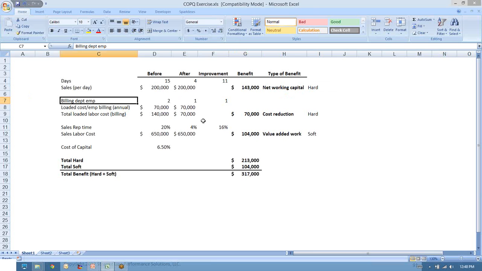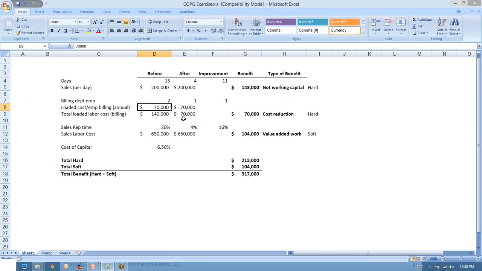Okay, billing department, let's take a look at that. So we used to have 2 employees at a loaded cost of $70,000, for a total of $140,000. Now we have one at $70,000 for a total of $70,000. $70,000 cost reduction savings there. That's hard.